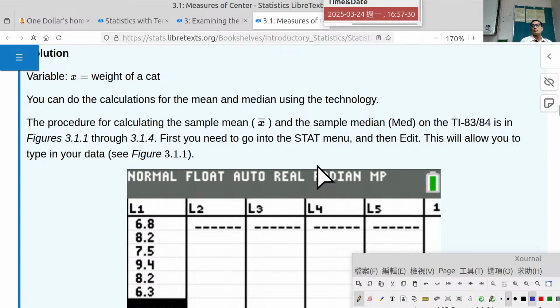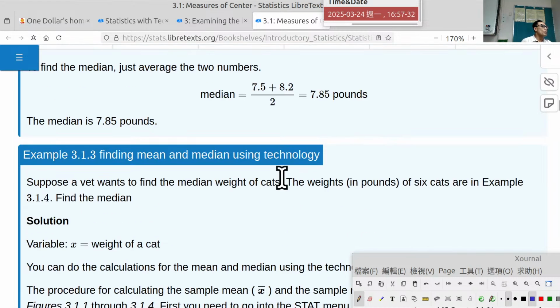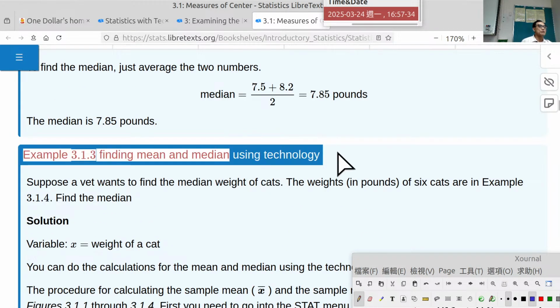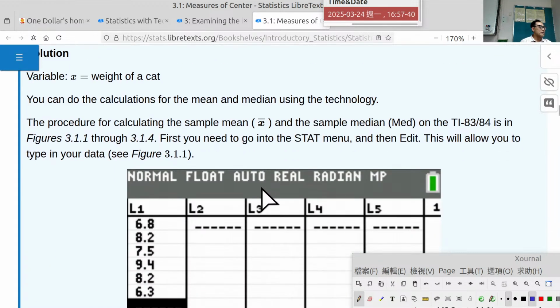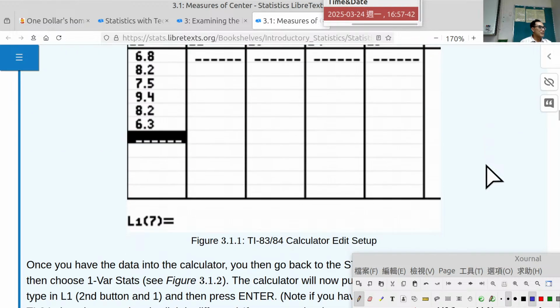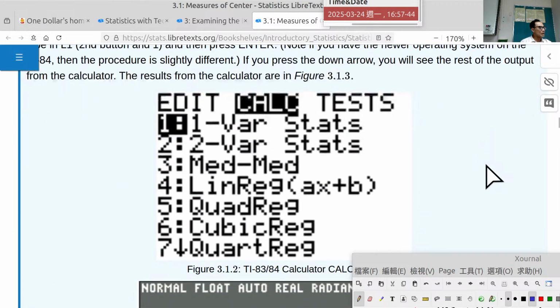And here we use a similar way. Here, using technology means using R, the language, the R software. But we use Google Office. That's easier. Okay. We don't need to remember those commands.